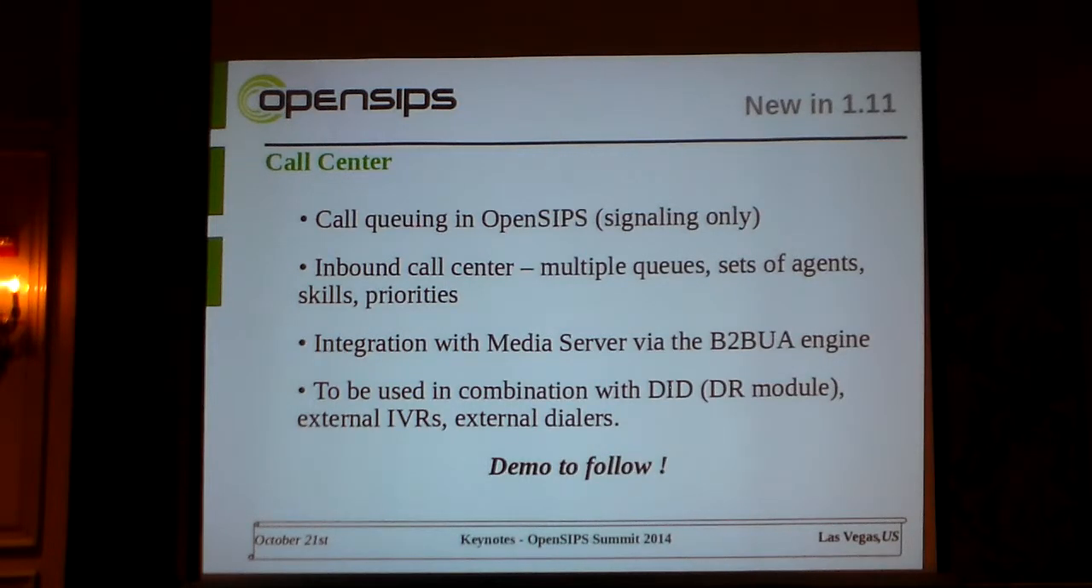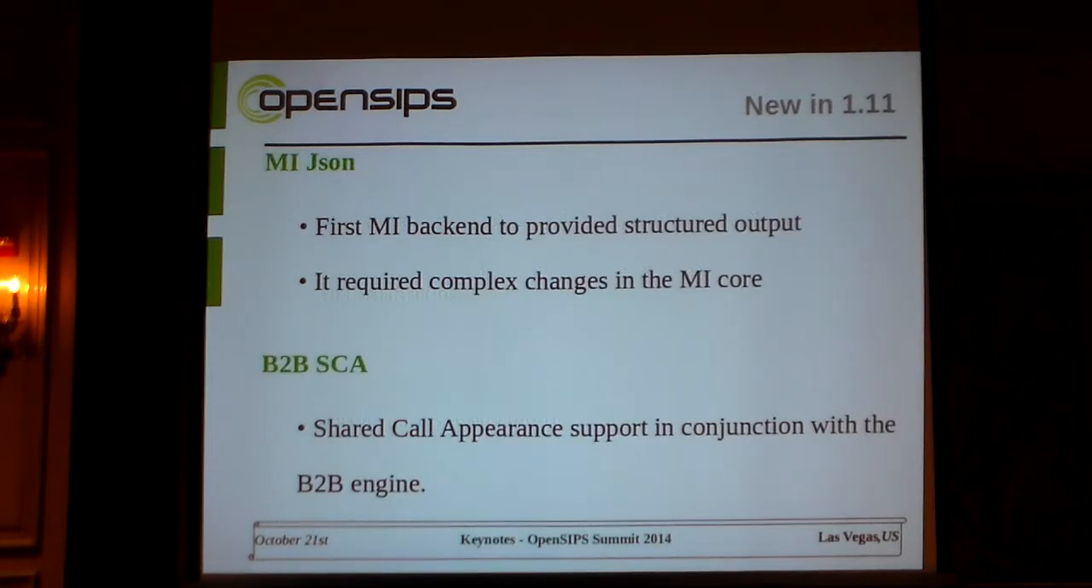This call center module works with an external media server, but just for injecting the RTP. So let's say using Asterisk or FreeSWITCH or whatever you like, just for doing the actual streaming, like for announcements, for the call queuing, and so on. So once again, tracking agents, distributing the calls across agents, implementing the priorities between the queued calls and so on, everything is done in OpenSIPS.